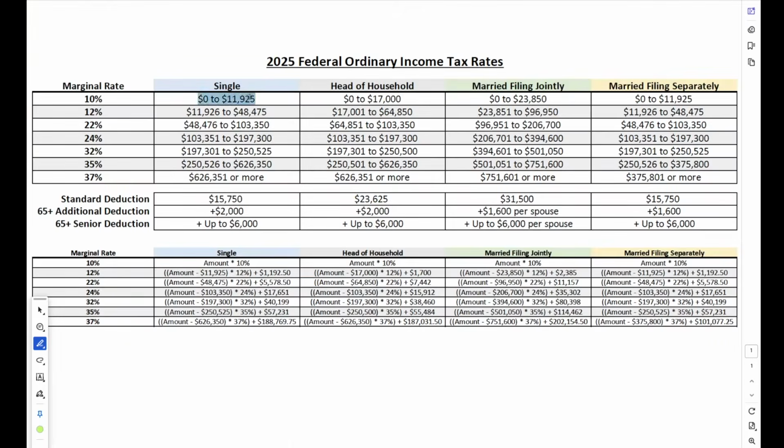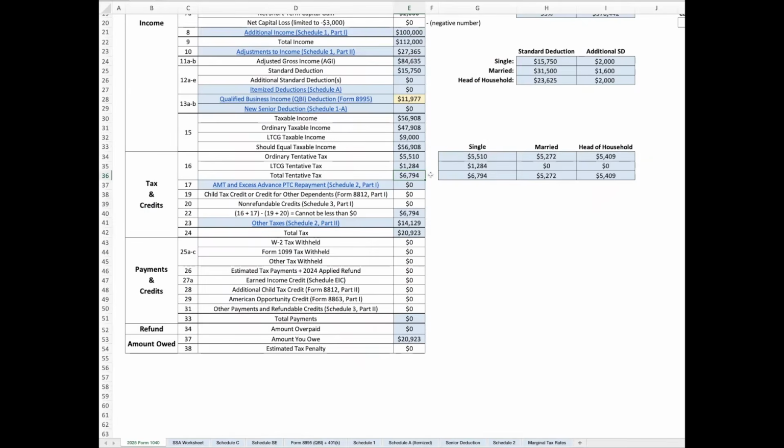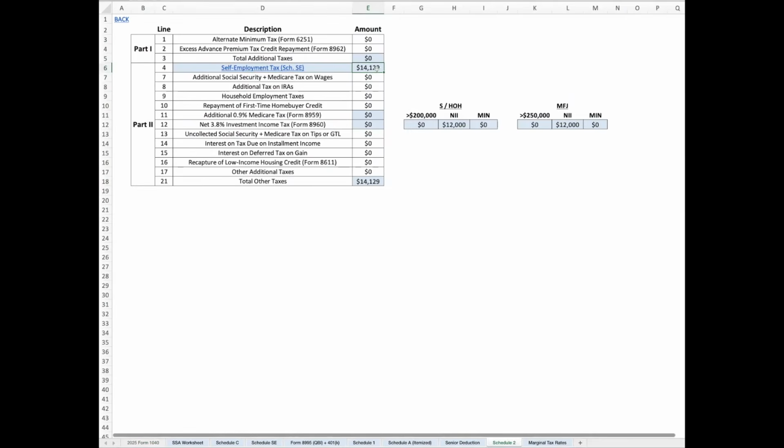The first $11,925 of her ordinary taxable income is taxed at 10%, and the remaining $35,983 is taxed at 12%, for ordinary tentative tax of $5,510. Although the tentative tax is $6,794, we must also add other taxes from Schedule 2, Part 2, which in this case is $14,129, specifically for her self-employment tax. And here's that look at Schedule 2, Part 2, with her self-employment tax on line 4.